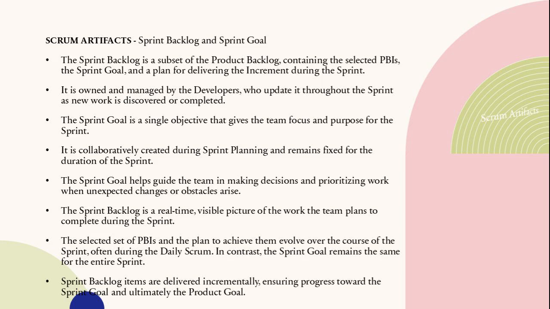The sprint backlog is a subset of the product backlog, containing the selected items for the sprint goal, and a plan to deliver the increment. Managed by developers, it's continuously updated as work progresses, offering a real-time view of sprint work.